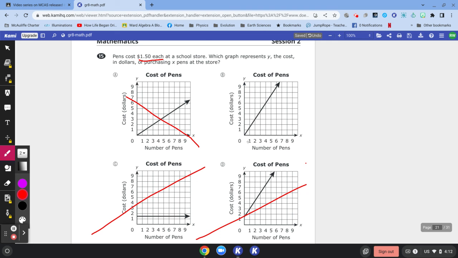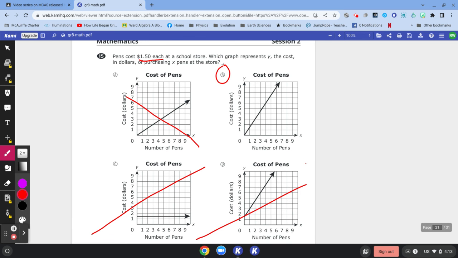So the only one that works is this one. When I have 0 pens, I pay $0. 1 pen, I pay $1.50. 2 pens, I pay $3. 4 pens, I pay $6, and 4 times 1.5 is 6. So this is the choice that we want.